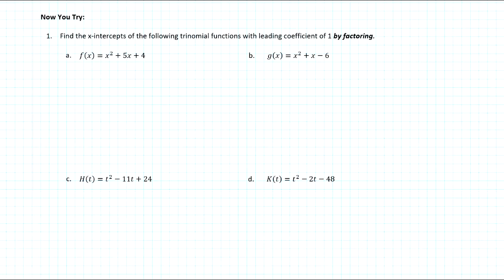All right, welcome back everybody. Let's look at the solutions to the now you try problems for finding x-intercepts of trinomial functions with leading coefficient of 1 by factoring.